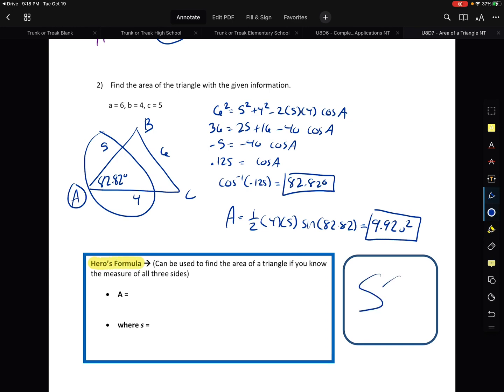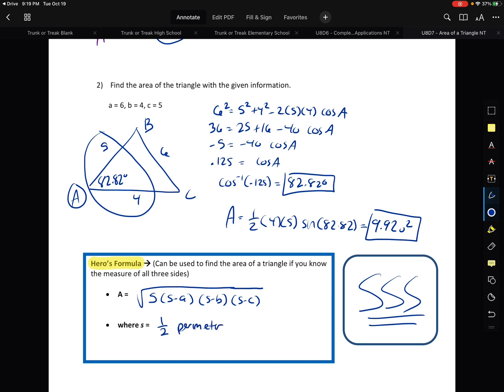So Heron's formula is used when we have side, side, side. So the formula is area equals the square root of S times S minus A, S minus B, S minus C, all under a big radical. And S is half our perimeter. So if I take this new formula and apply it to what we had above, S equals half the perimeter, which in this case is 15.